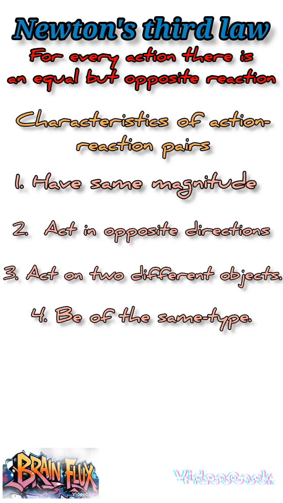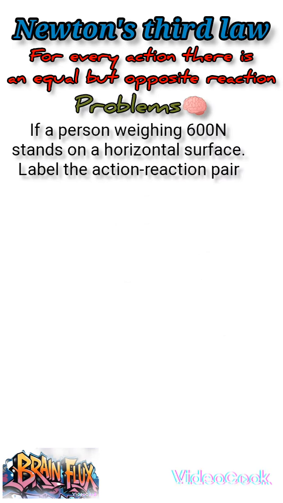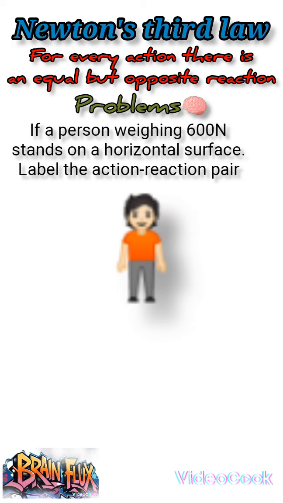Okay, now let's get into some problem solving. The first one is: if a person weighs 600 newtons and stands on a horizontal surface, label the action-reaction pair. Okay, the first thing that we need to do is identify the two objects which are involved in the action-reaction pair. So this is going to be the level horizontal ground and the person.